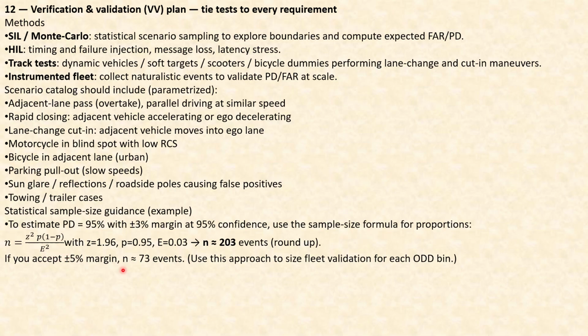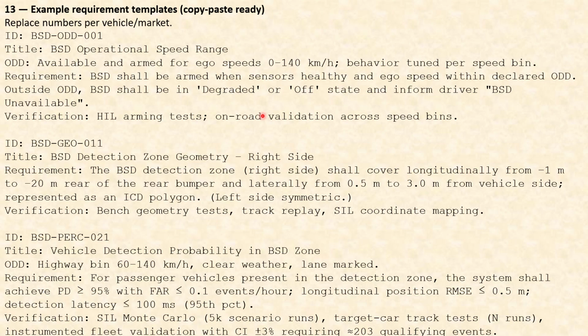So this is a statistical formula, and even if you accept 5% margins, this many events must be outlined. Use this approach to size fleet validation for each ODD bin. So when you are doing this verification and validation on an actual track test or actual HIL or SIL, the number of events required is calculated by this method. Now I request all of you to pause the video here and go through this step by step. I will just breeze through this because going through every step would be very cumbersome.